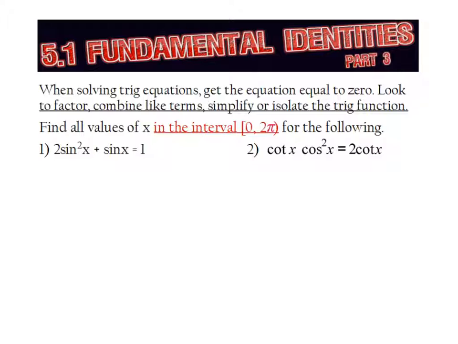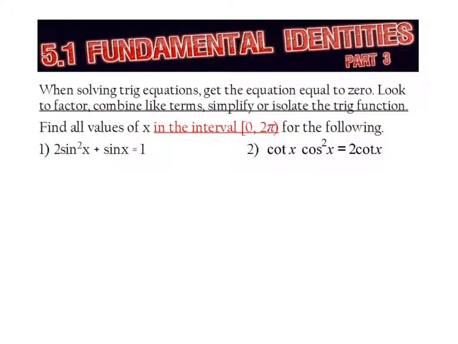Now, to start with, when we're solving trig equations, we want to get the equation equal to 0. And then we're going to do all those same old things, like look to factor or combine like terms, isolate a trig function. What our solutions will look like will vary depending on the directions. In this case, it says find all the values of x in the interval of 0 to 2 pi. Any angle that falls in that range can be our answer. Let's try a couple.